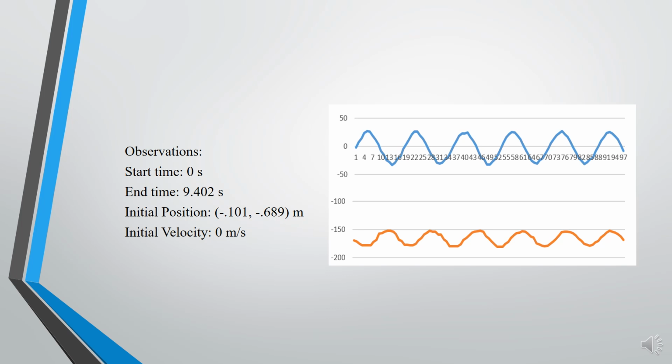Using Tracker, the mass was tracked as it oscillated on the spring, creating data points. These data points were then stored in a table, which was then imported into an Excel document. From there, it was converted to a CSV file for analysis. The shown observations were made based on this data and analysis.